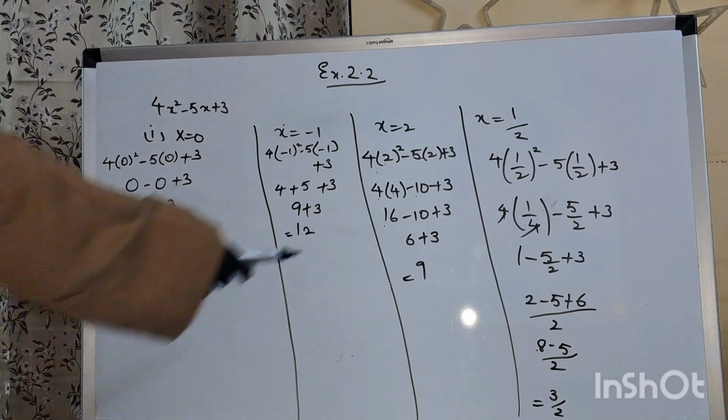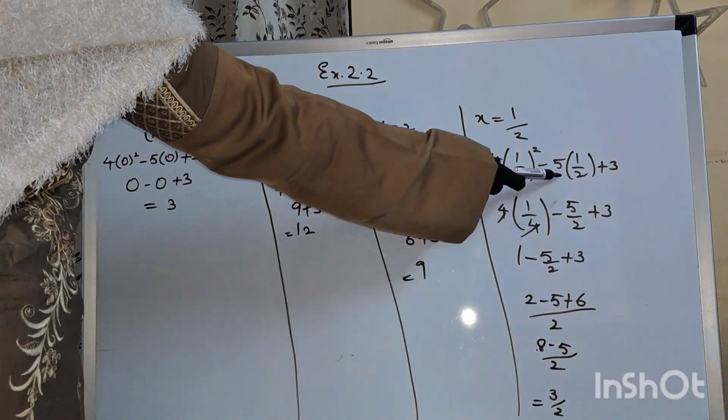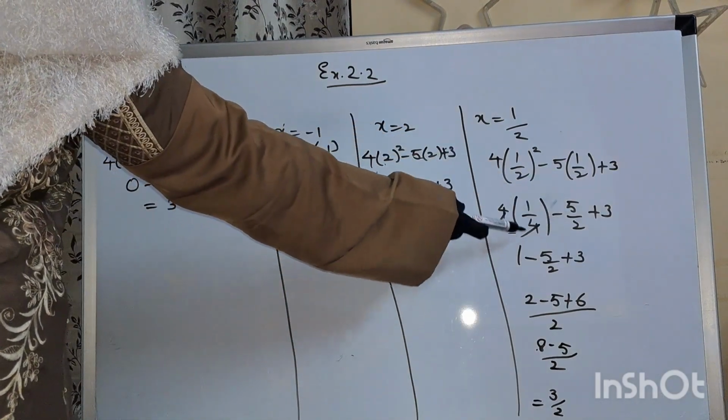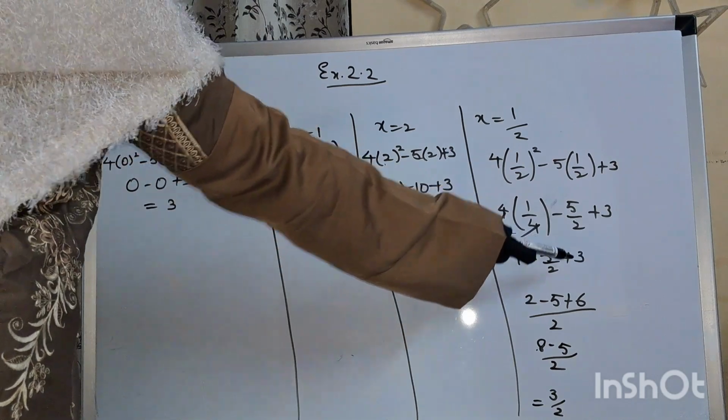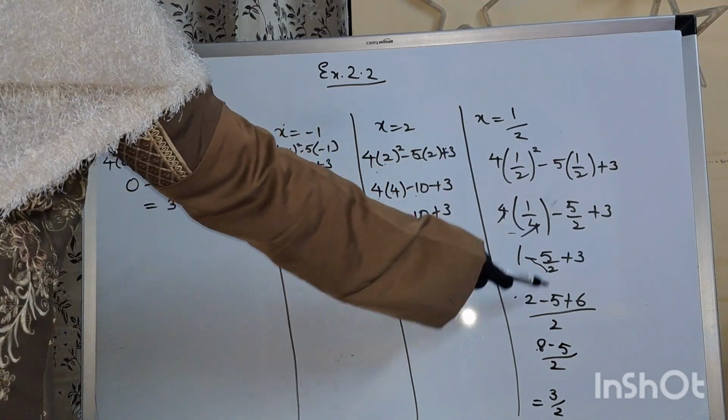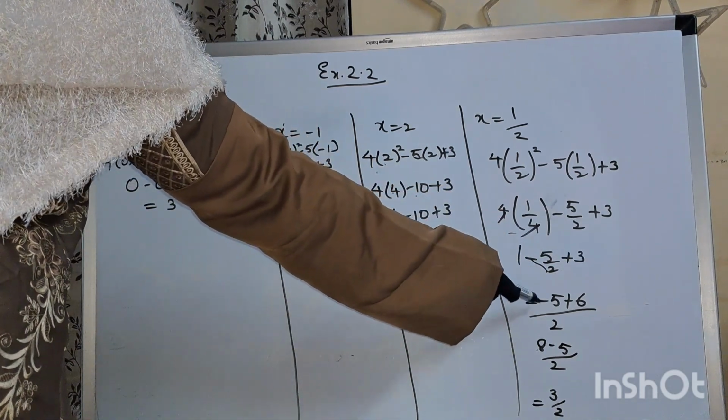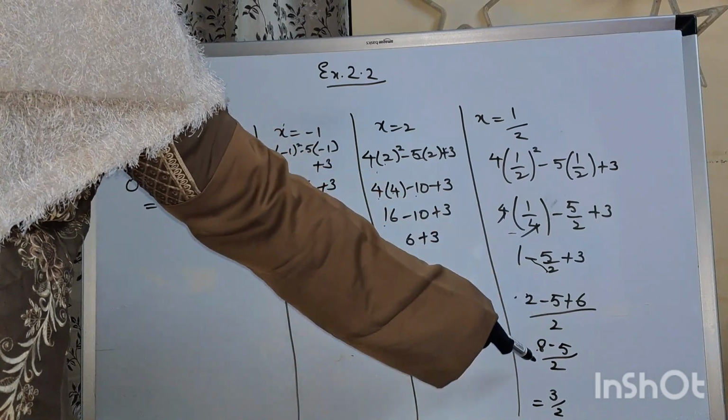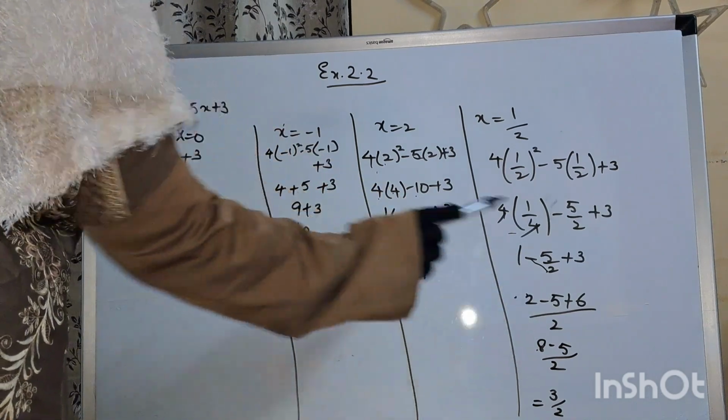Next is 1 by 2. 4 into 1 by 2 whole squared means 4 into 1 by 4, minus 5 by 2 plus 3. 4 and 4 cancel, so we get 1 minus 5 by 2 plus 3. Now 2 1s are 2, minus 5 plus 6, divided by 2. 2 plus 6 is 8, 8 minus 5 is 3. So 3 by 2 is the answer.